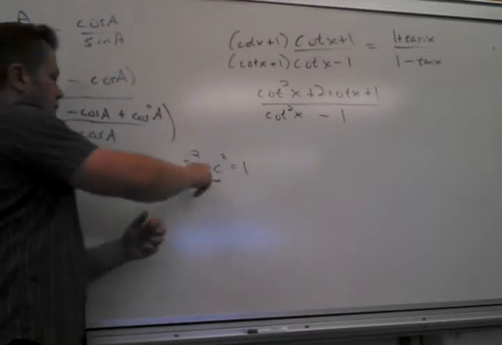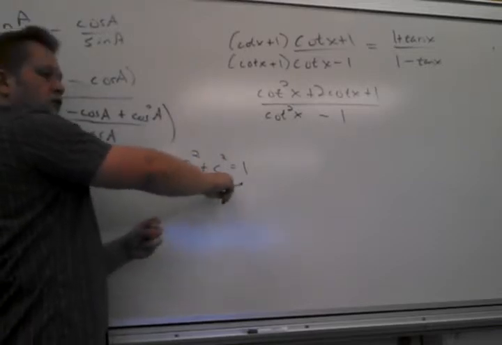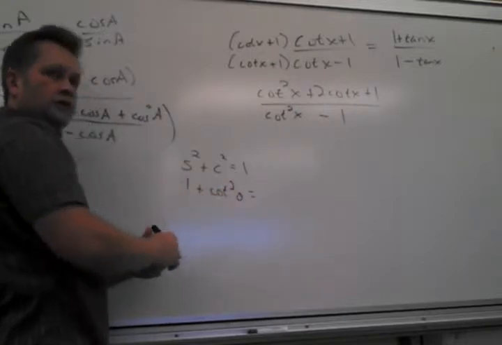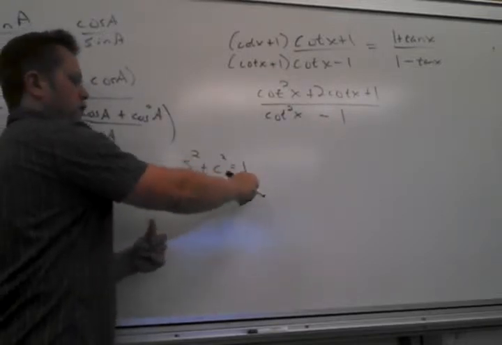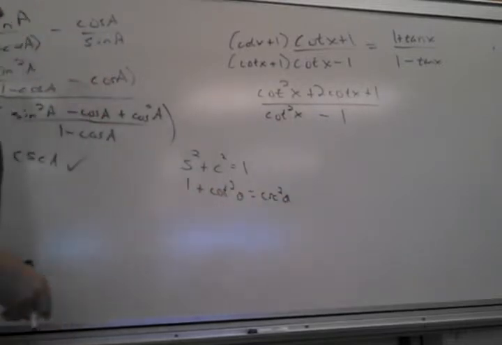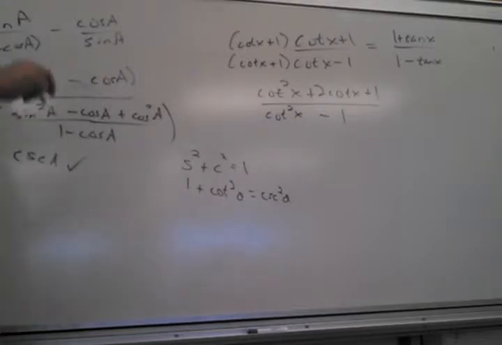Be careful. If I divide by sine squared, cosine squared divided by sine squared is cotangent squared. And 1 over sine squared is cosecant squared. And can I use that somewhere? Sure, right there on top. Yeah, you can use that on top.